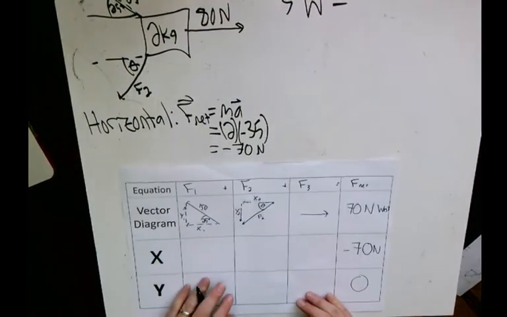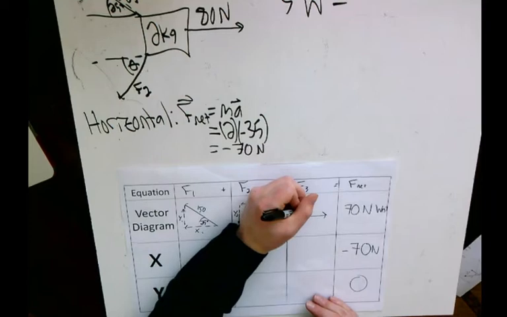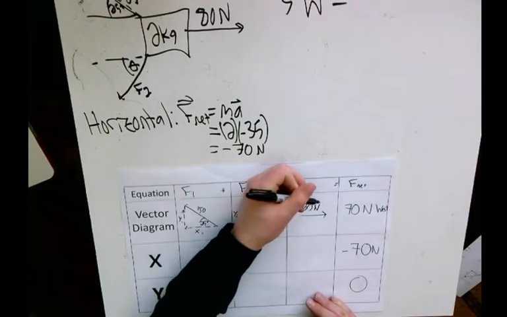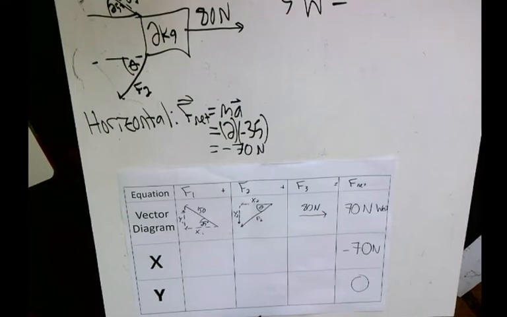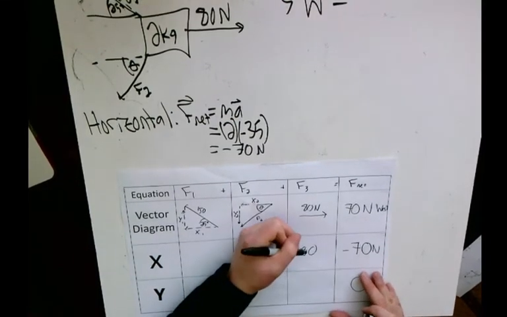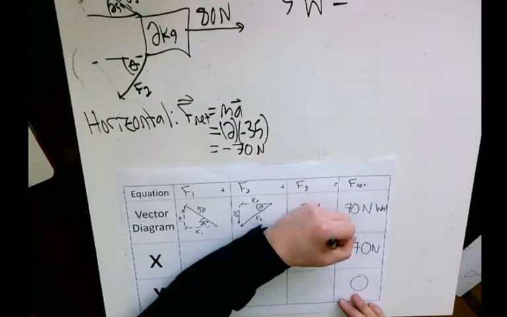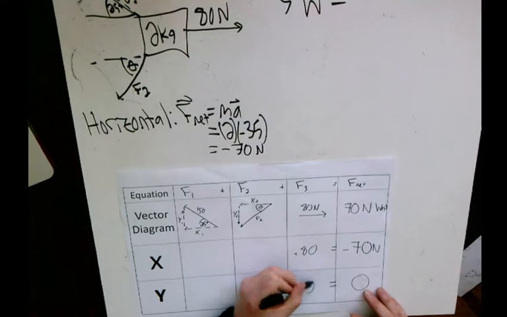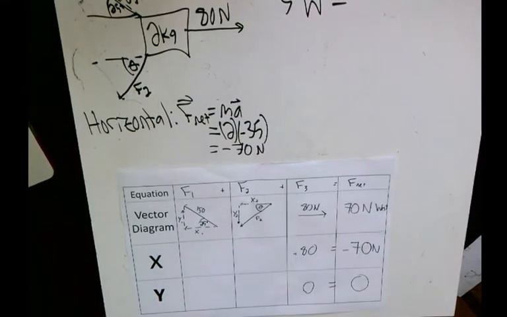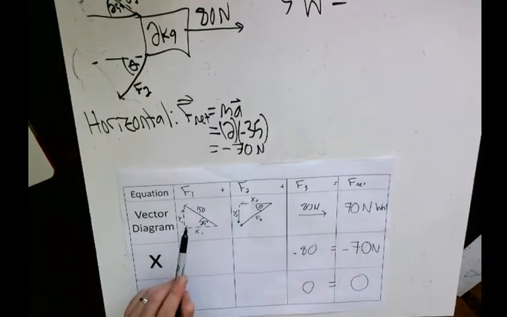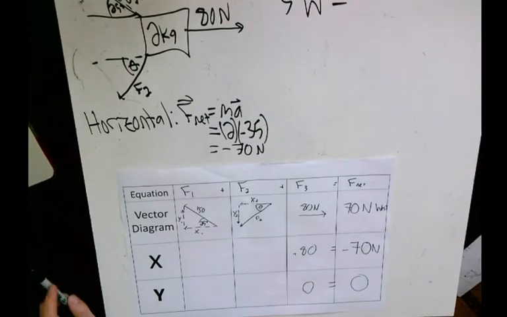And our third force, F3, is 80 newtons to the east. Right, so that one's easy. We know we have positive 80. We know we have 0 in the y. Alright, let's break up our F1 into its components.